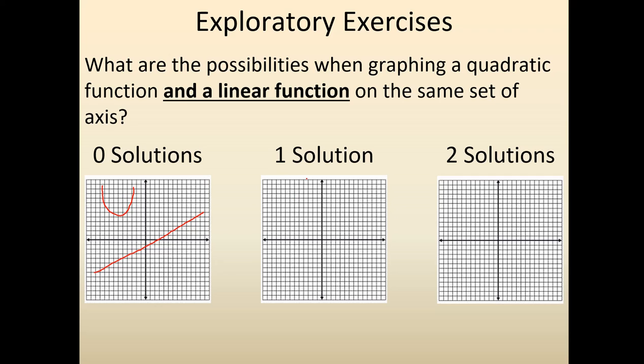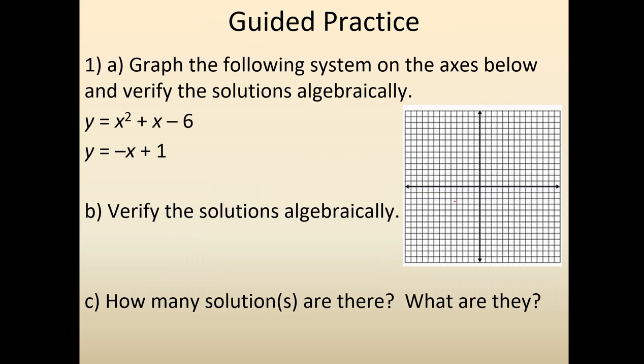One solution will be where it only crosses one time. A perfect example would be something like this, and then it just touches. I know I didn't really draw it that well, but it just touches at one point and only one point. And then two solutions, you'd have your parabola, and then the line would go through two times. So 0, 1, and 2 solutions. All right, so using all that, pause the video, work it yourself, and we'll go over it in a second.